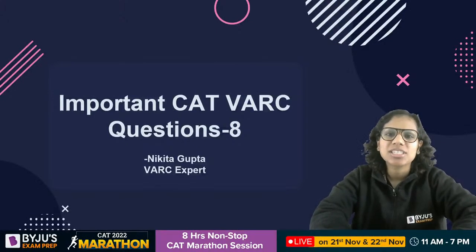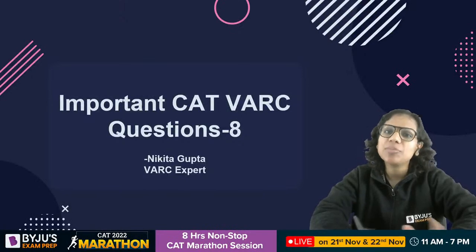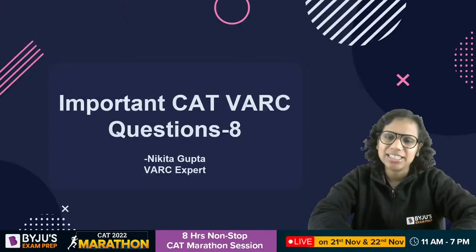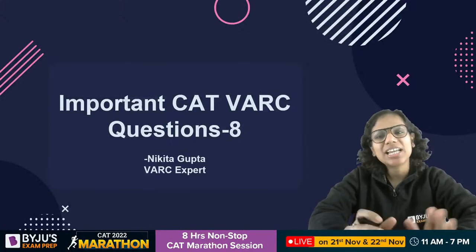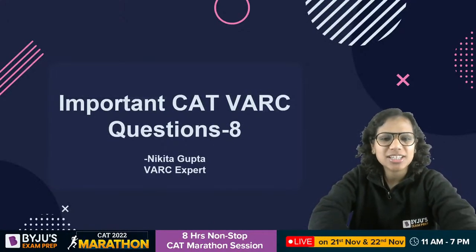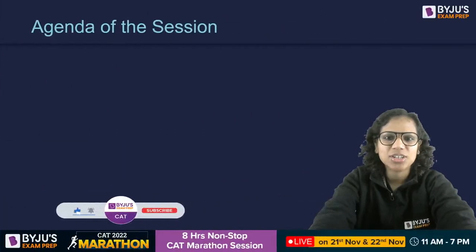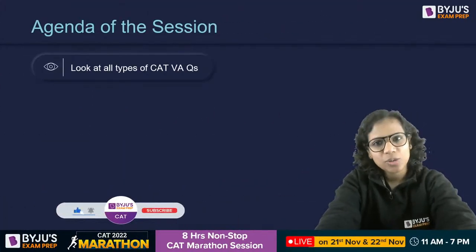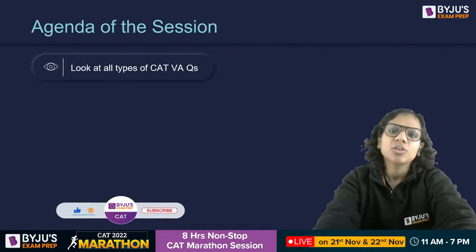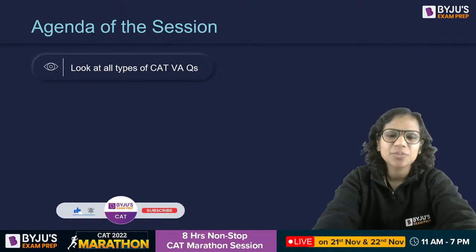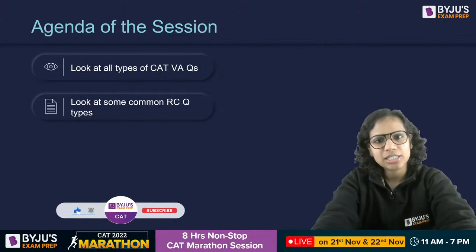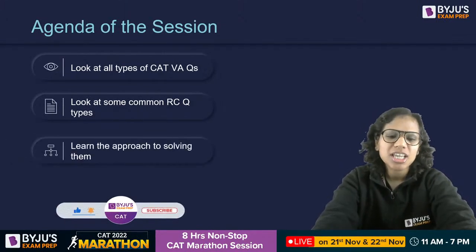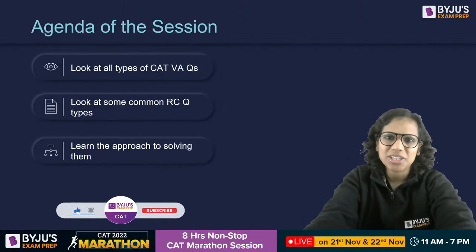Let's talk about some VARC questions, some important questions patterned on CAT. Today also we are going to talk about one RC passage and some VA questions. So it's a mixed batch of questions today. We'll look at some VA question types, in fact, all the VA question types that are asked in CAT. Then we'll talk about some common RC question types, we'll look at an RC passage, and of course, we will learn the approach to solving these questions.